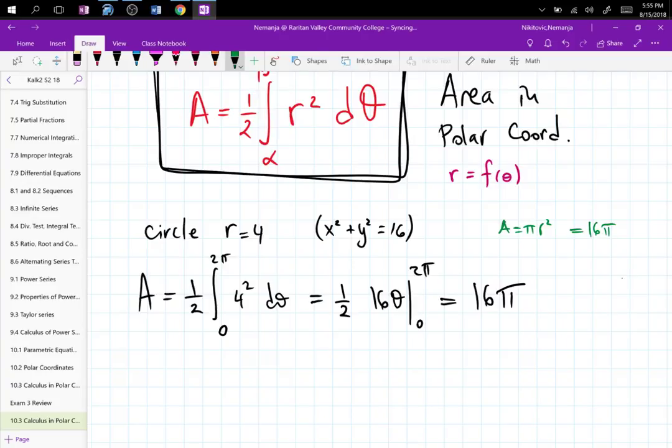Yes? In that last line where you compute the definite integral, if you get 16 theta and 2 pi is the limit, how does 16 times 2 pi turn to 16 pi? There's a half in front. Oh. So it's actually 8 theta.